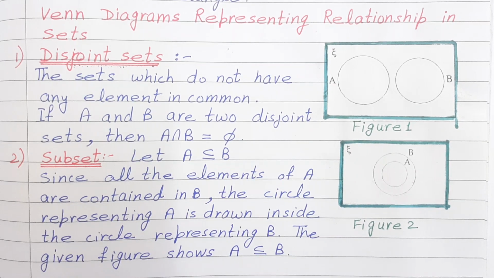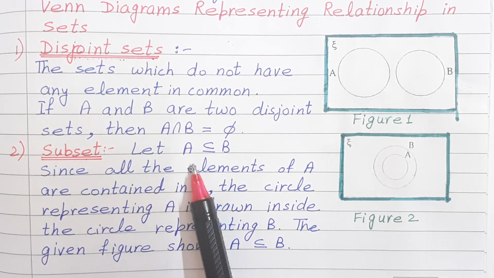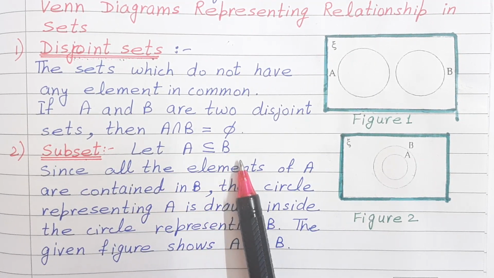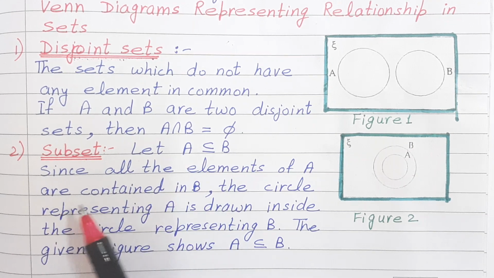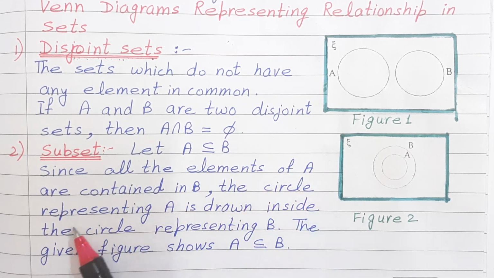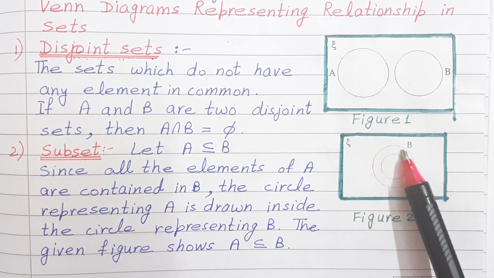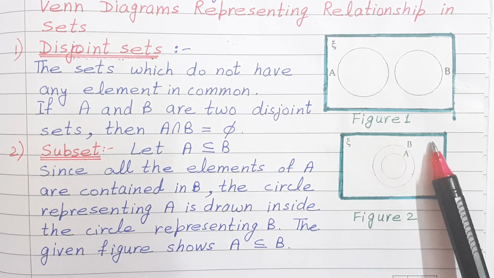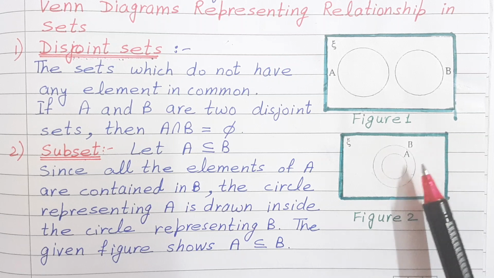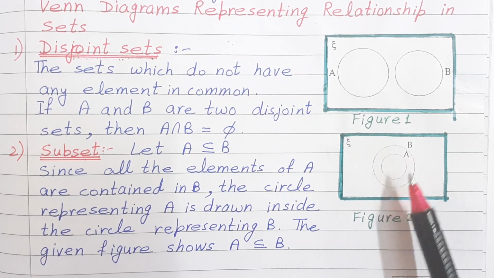Now see the next one, that is subset. Let A be a subset of B. Or children, we can say that B is the superset of A. Since all the elements of A are contained in B, the inner circle is representing A and the outer circle is representing B. Right? So therefore, A is contained in B. I hope it is clear to you.